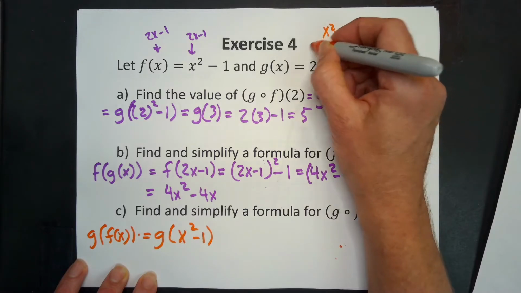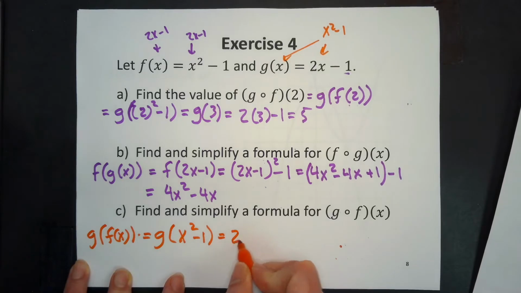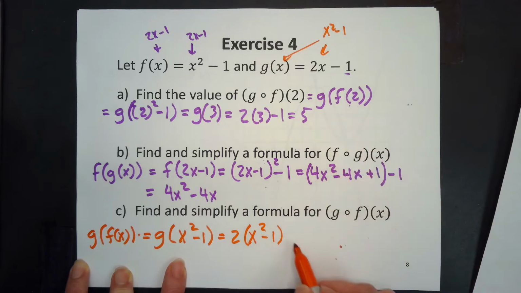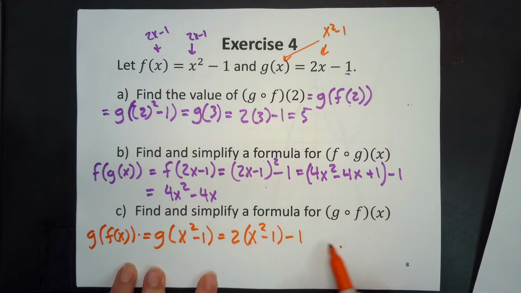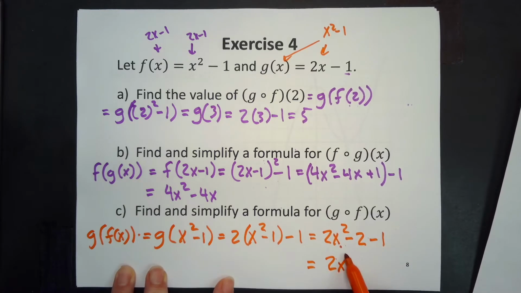And when I do that, then I'm going to say, what does g do? It doubles something. So my something that I'm doubling is going to be x squared minus 1, my f of x essentially. And then it subtracts 1 from it. So when I do that, I'm going to get the 2 multiplied through, which is going to give me 2x squared minus 2, and then minus 1, which gives me 2x squared minus 3.